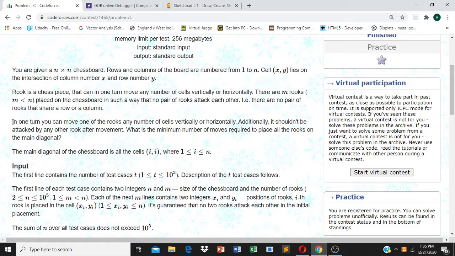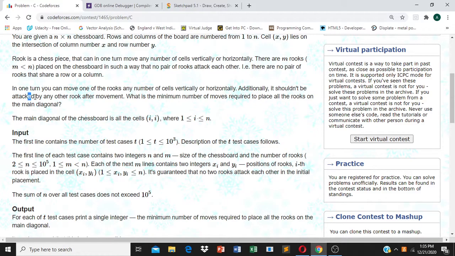Now, in one turn you can move one of the rooks any number of cells vertically or horizontally. We know that. Additionally, it should not be attacked by any other rook after the movement. So you have to be careful that no other rook is in an attacking position too. We're asked to give the minimum number of moves required to place all the rooks on the main diagonal.